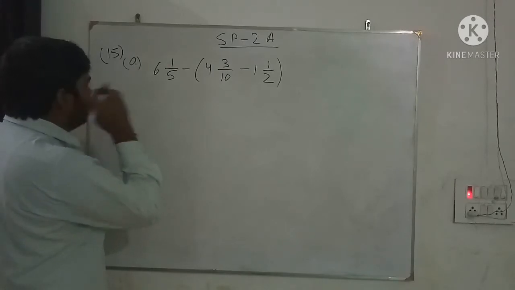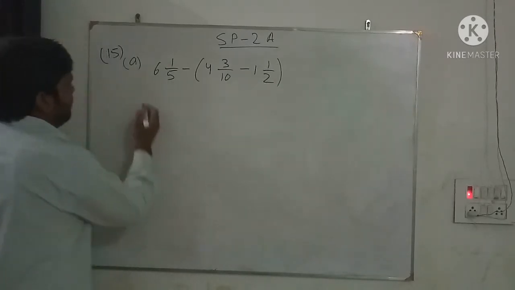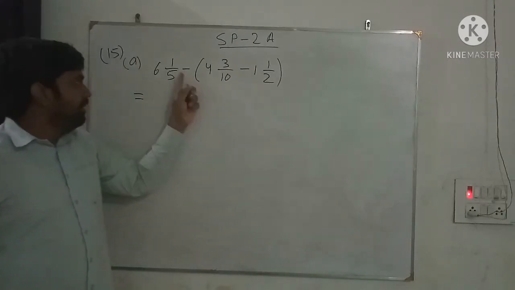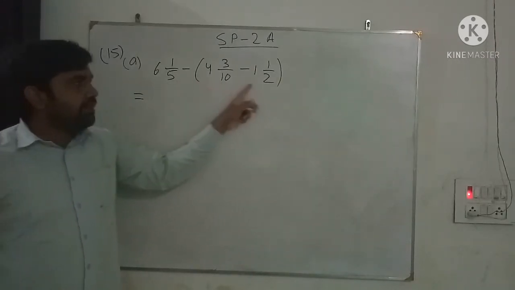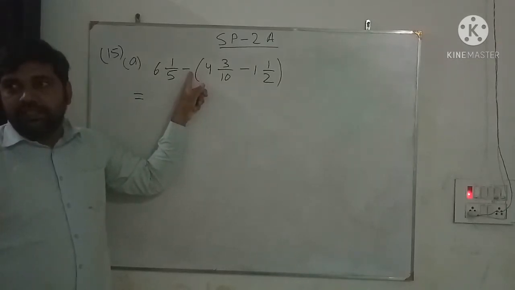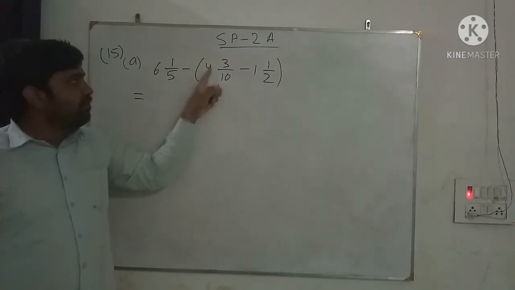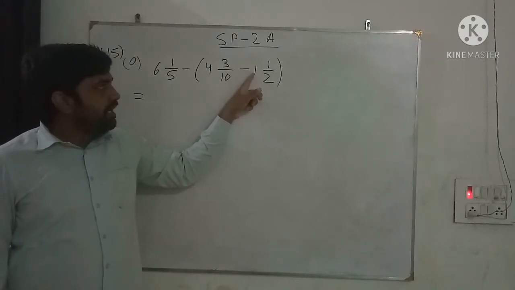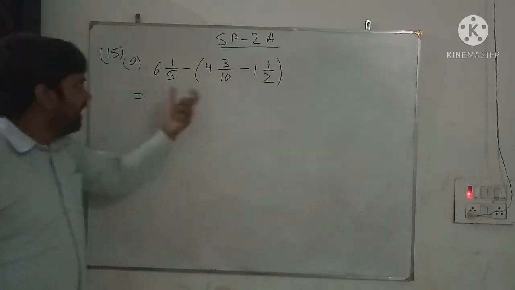Or also we can remove this bracket. So first we remove this bracket. How will this bracket be removed? When we multiply this minus sign with each term of this bracket. Minus can be treated as minus 1. So when we multiply this minus 1 to the 4 3 by 10 and to this number also, minus 1 1 by 2, then the bracket will be removed.